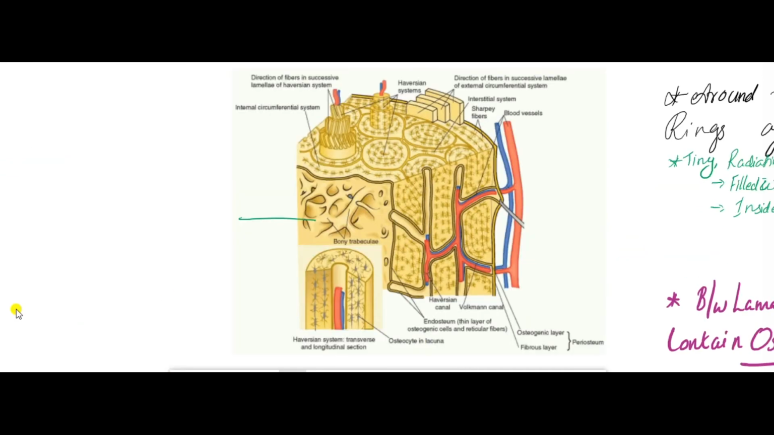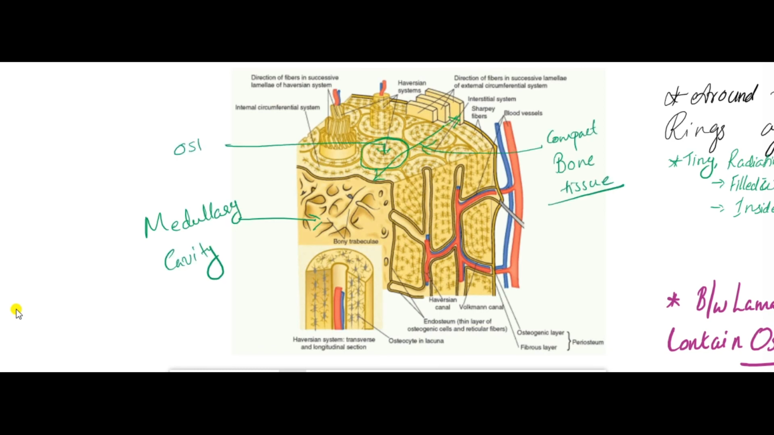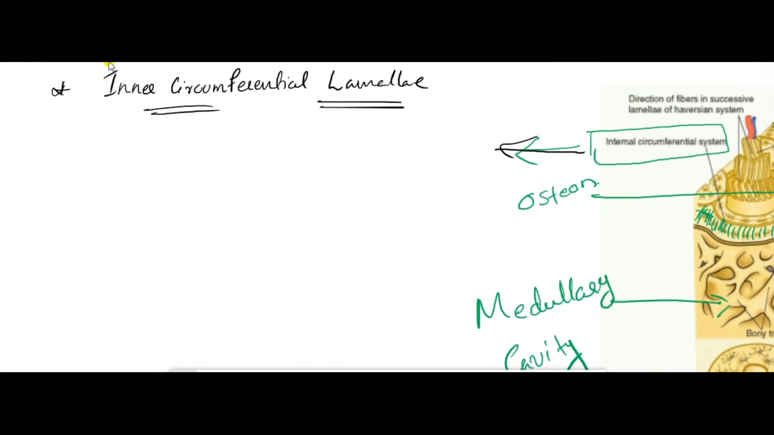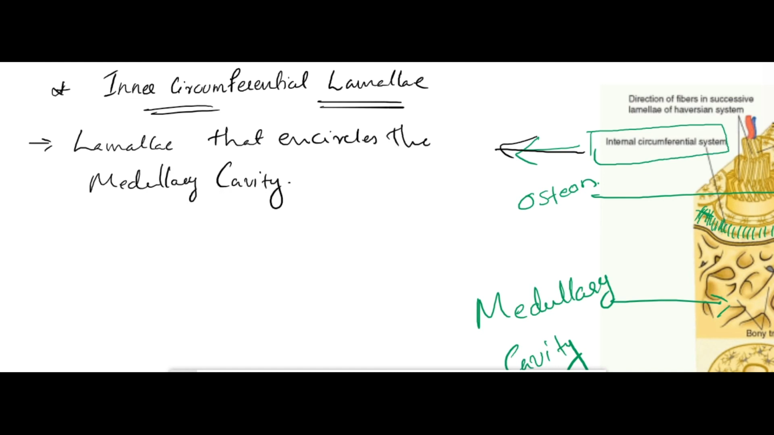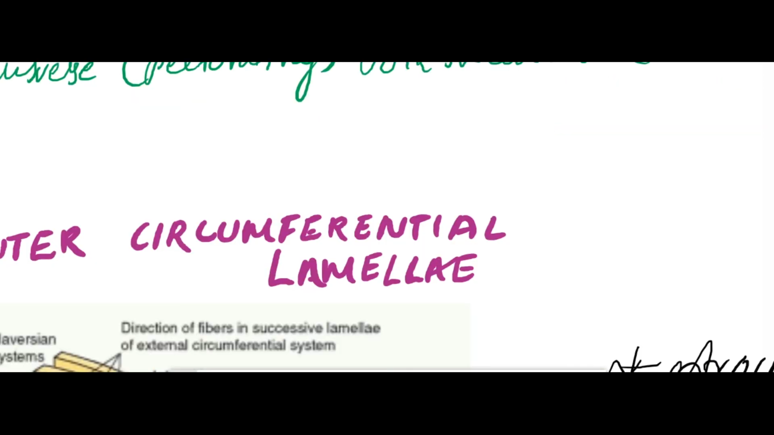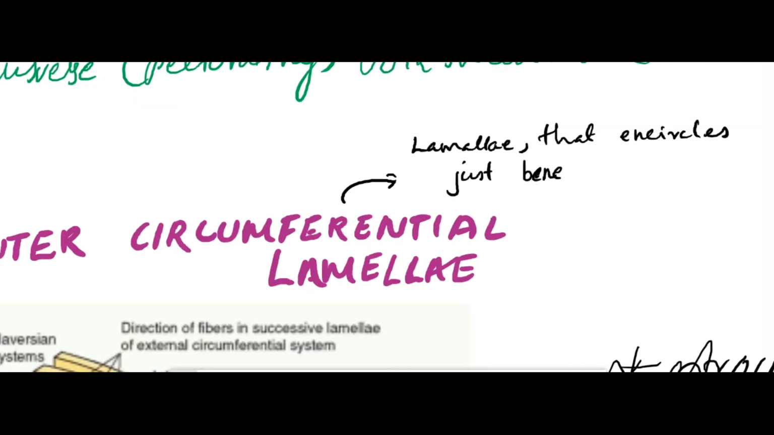Medullary cavity, compact bone, osteon, and the inner circumferential lamellae. Inner circumferential lamellae are the lamellae that encircle the medullary cavity. We can see periosteum, and inside that the outer circumferential lamellae that encircle just beneath the periosteum.